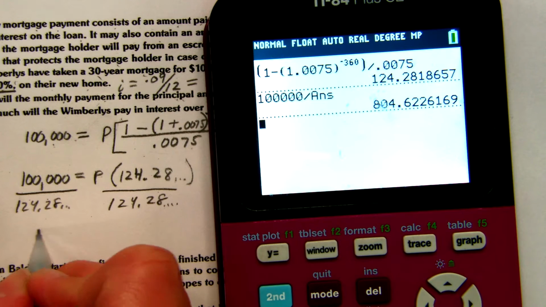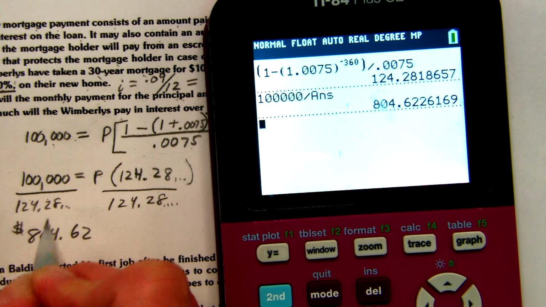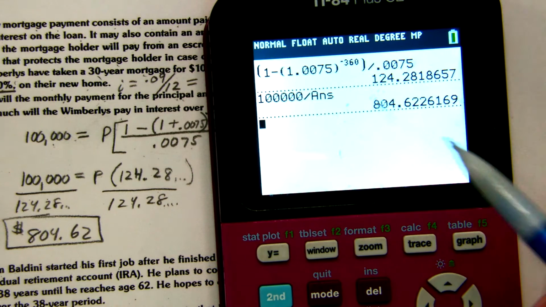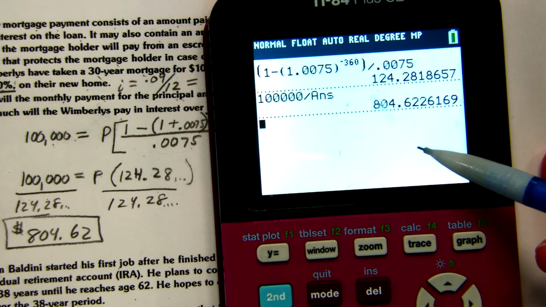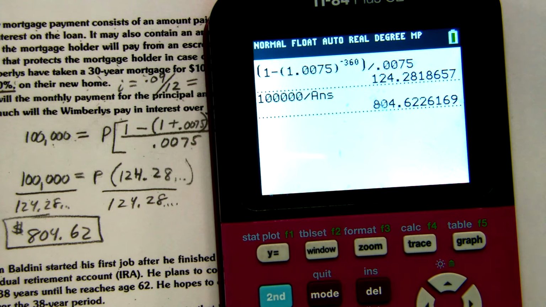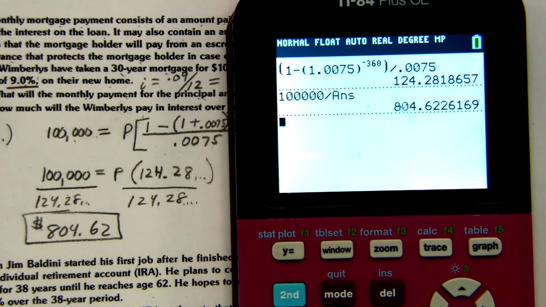And so the payments are going to be $804.62 each. And since it's a little bit more than 62 cents, occasionally they'll make your payment 63 cents, or they'll add a little extra to the end. Okay, so does that make sense? So that's how we found A. That's how we figured the payments.